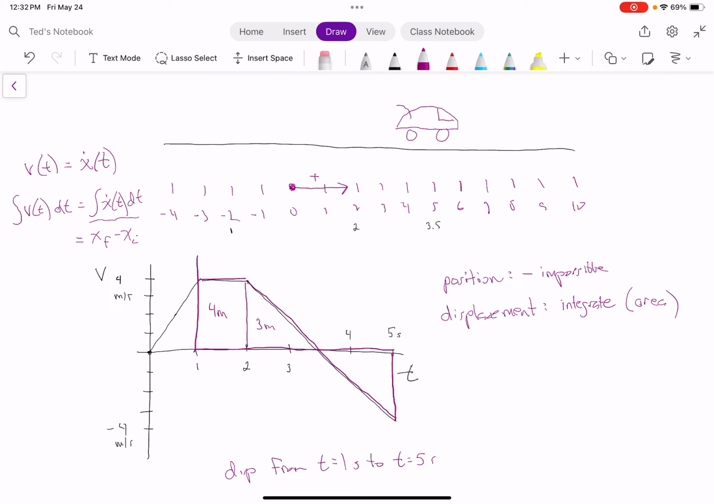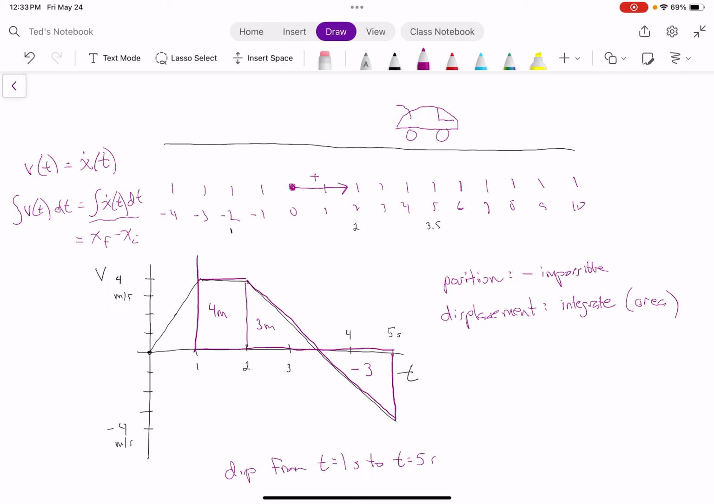Okay, and then the last one is also a triangle. It's got a height of -4 and a base of 1.5. So we've got 0.5 times -4 times 1.5, so this thing has an area of -3 meters. So the total displacement from 1 to 5 seconds would be 4 meters.